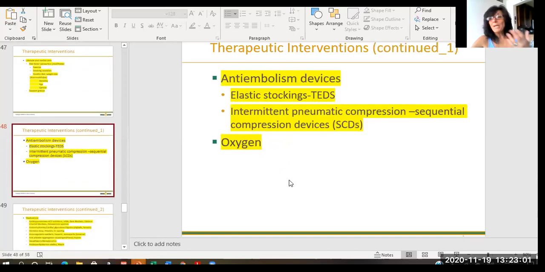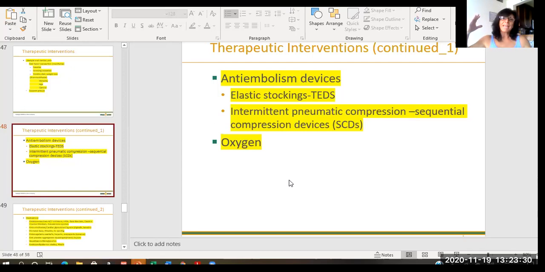Well, if we have somebody that doesn't really lead an active lifestyle and they're at an age where they really can't, or maybe they have physical limitations, anti-embolism devices like TEDS stockings, which are those real tight support hose. Okay. They can help prevent blood clots, right? Help with venous return. Intermittent pneumatic compression, also known as sequential compression devices or SCDs.